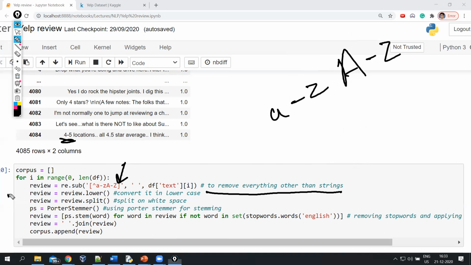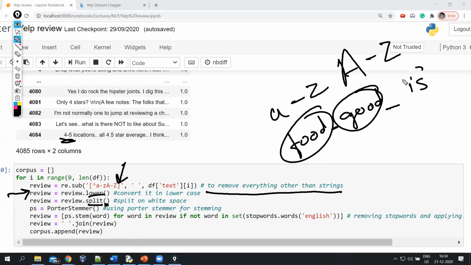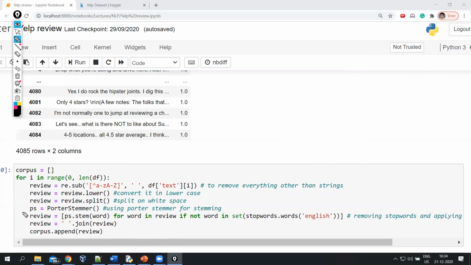After that, I'm converting everything into lowercase using this lower function. After that, I'm using a split. For example, you have a review "food good is". If you don't give anything in these brackets, it will split on the blank space. So this would be your token, this would be your token, this would be your token, in this way. Simple, as I explained to you the token part. Now I have used the PorterStemmer class here, which I have imported before.